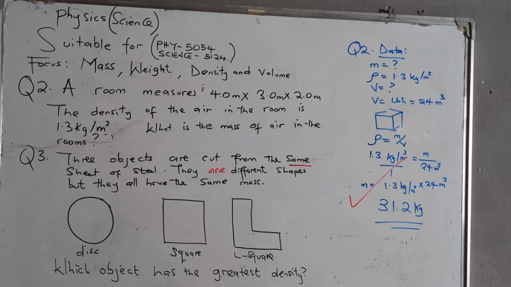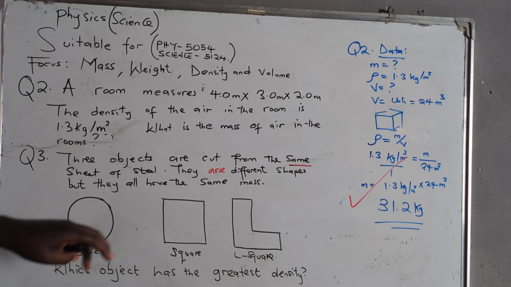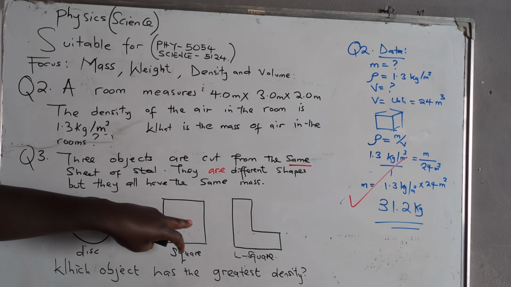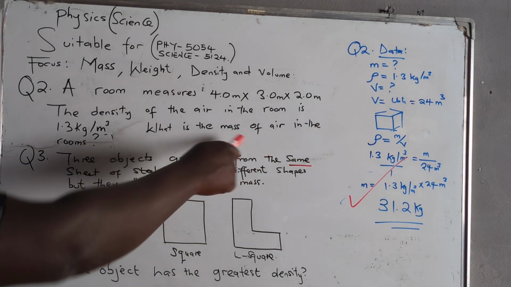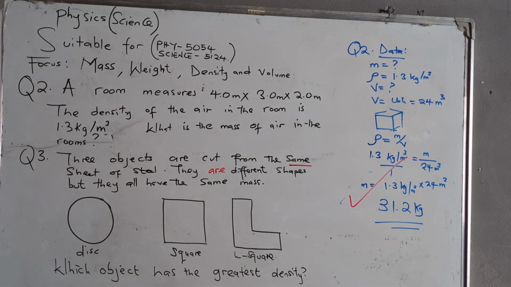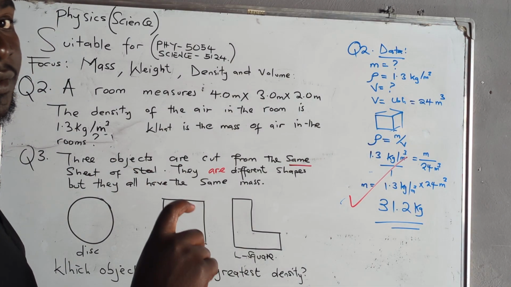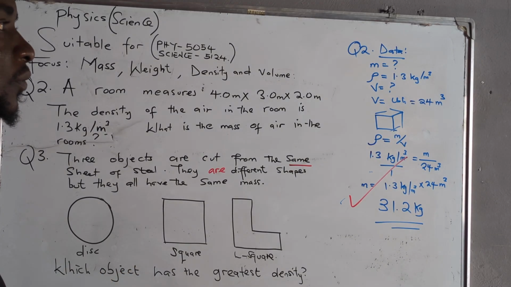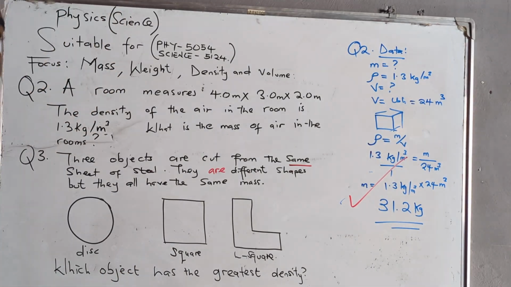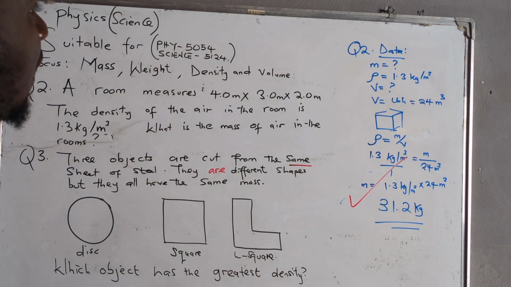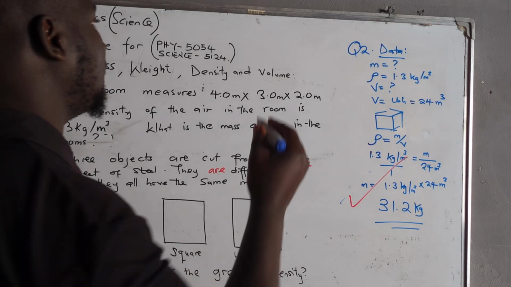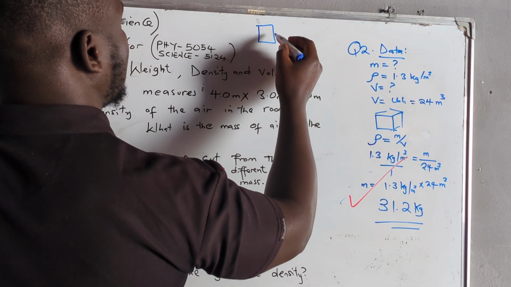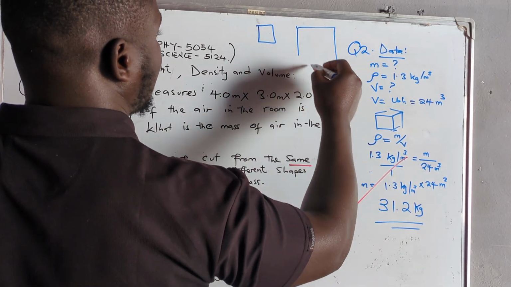Okay, so without wasting so much of our time, you should realize that whenever we're given shapes like these and they're saying they are of the same material, remember, density is a property of a material and it never changes. It's not like mass, it's a property. So you should understand that density is the amount of mass per unit volume of the substance.